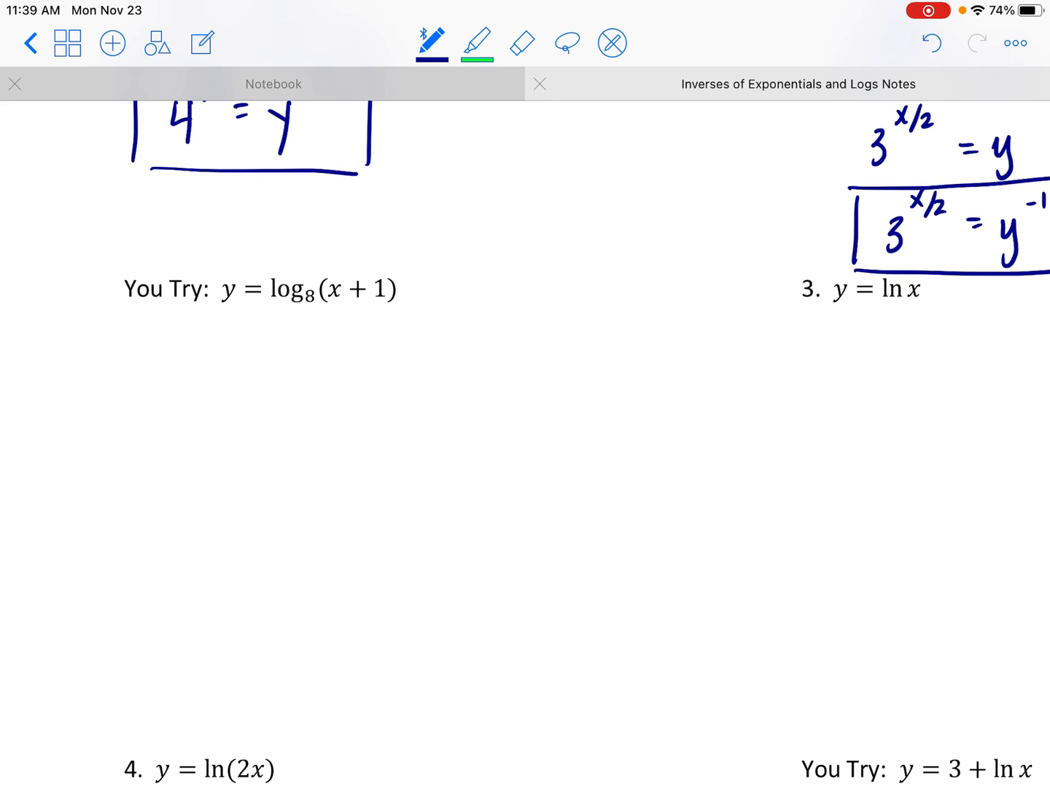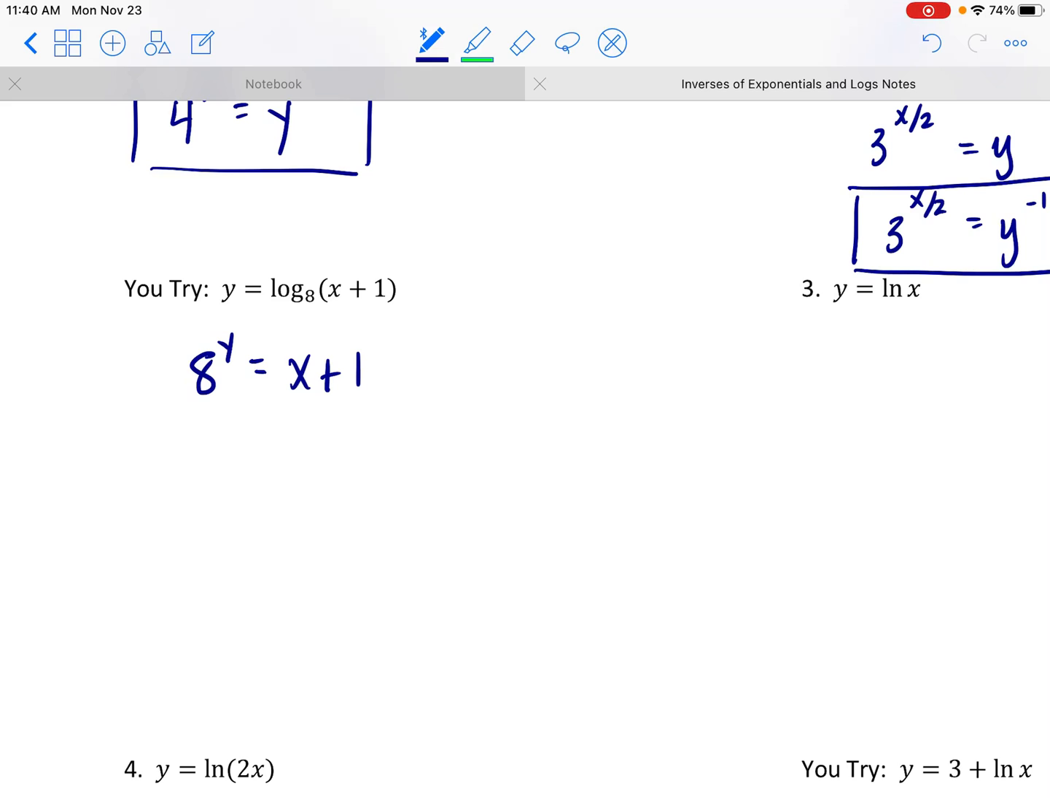If you're feeling like you can do this, give it a shot. We're going to try to solve this for x by rewriting it. So this would be 8 to the y power. That's ugly. Try that again. 8 to the y power equal to x plus 1. So the exponent's the answer, base is the base, right?